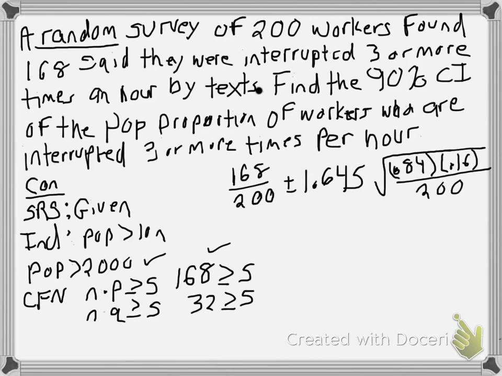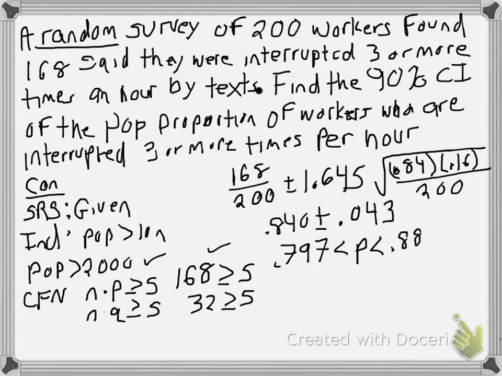So we get 0.840, because remember, 3 decimal places, plus or minus all this multiplied to 3 decimal places, which is 0.043, which gives us 0.797 is less than p, notice not mu, p, which is less than 0.883. So everything's pretty much the same.